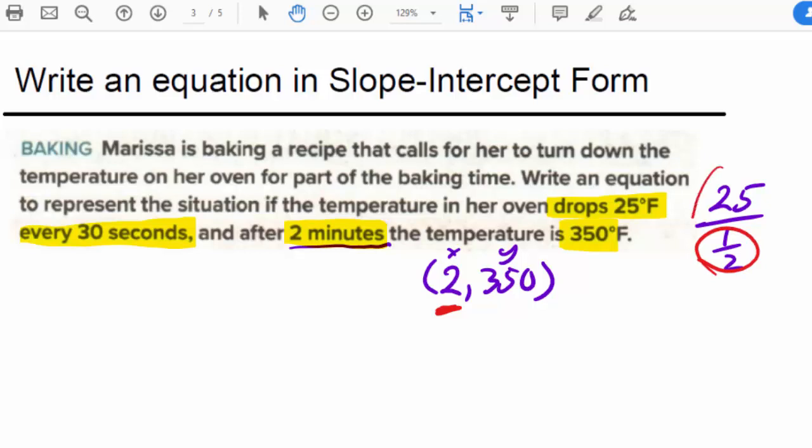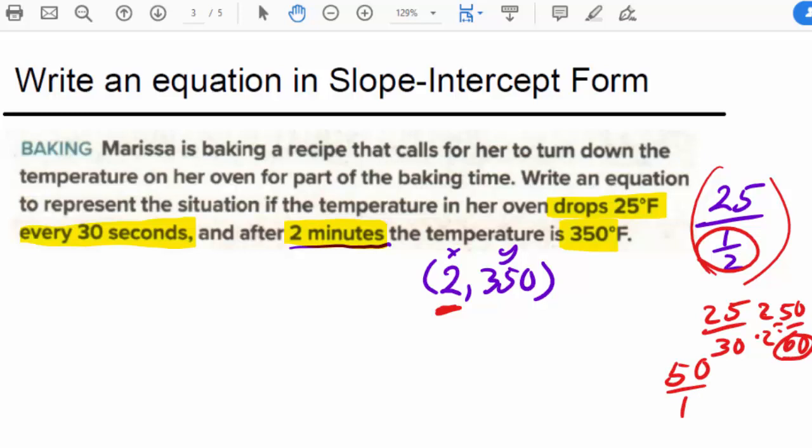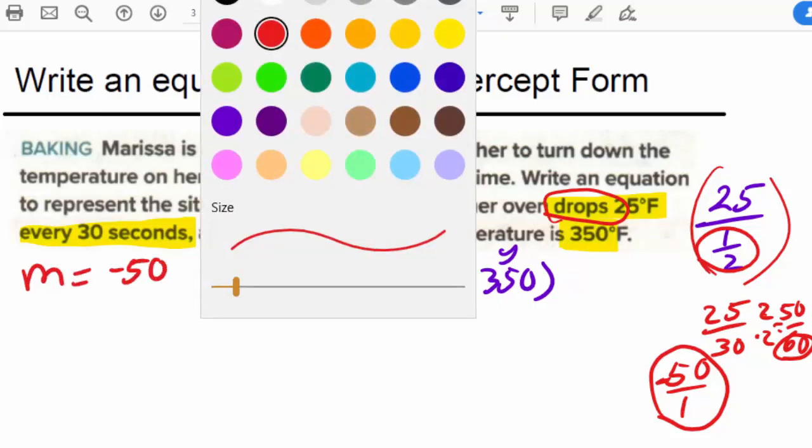So what I'm going to do is convert this into minutes. If I have 30 seconds on the bottom, I'm going to times by 2 to make that into 60 seconds, which is 1 minute, which means I've got to times the top one by 2, which gives me 50. But remember, this is 60 seconds, which we're going to rewrite as 1 minute. So the slope here is 50 degrees per minute of drop. Now I should put a negative on there because it says she's dropping 25 degrees every 30 seconds, which is 50 degrees every 1 minute. So m equals -50.